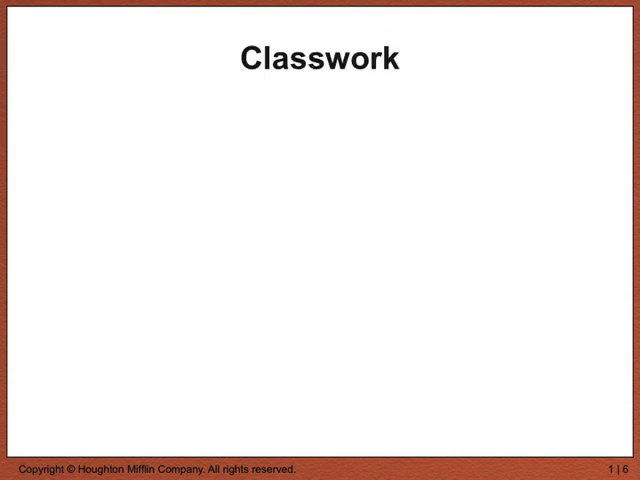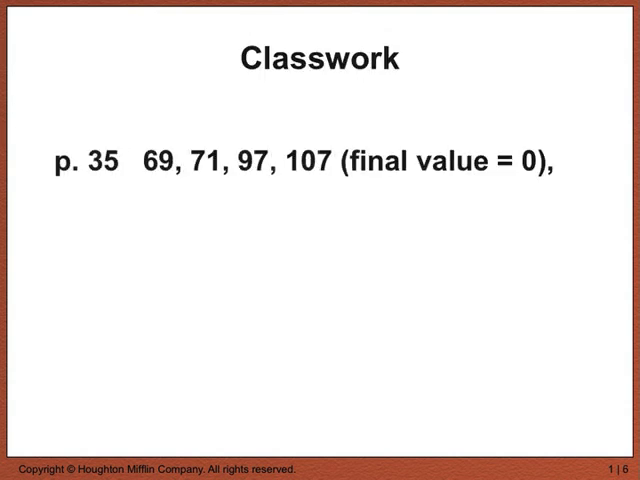Here's the classwork, page 35. Write these numbers down. Notice that next to number 107 I wrote final value equals 0. That's because that's information within problem 107 that the book doesn't give you. It just kind of assumes it. I'm just clarifying it there. In problem 107, the final value is 0.